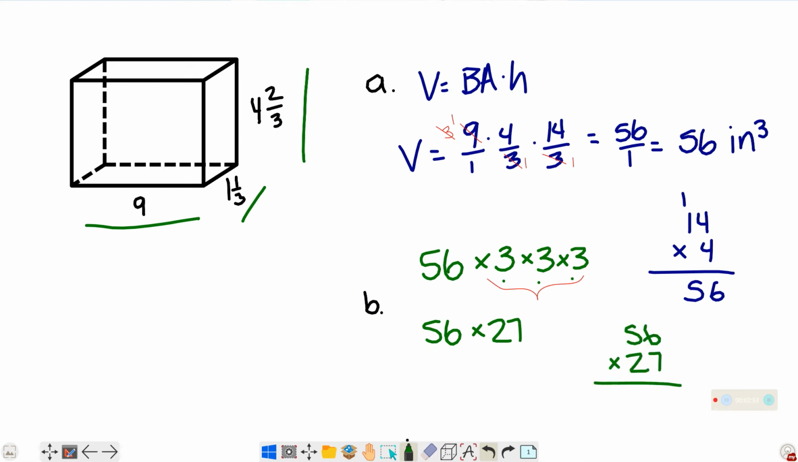7 times 6 is 42. 7 times 5 is 35, plus 4 more is 39. Then use your place value spacer. 2 times 6 is 12. 2 times 5 is 10, plus 1 more is 11. So we get 1,512 cubes.